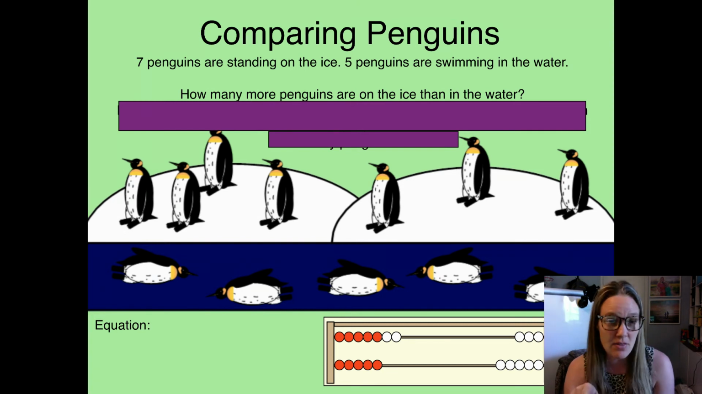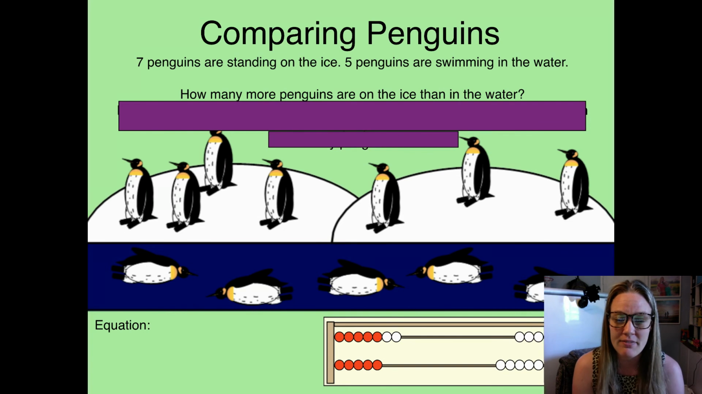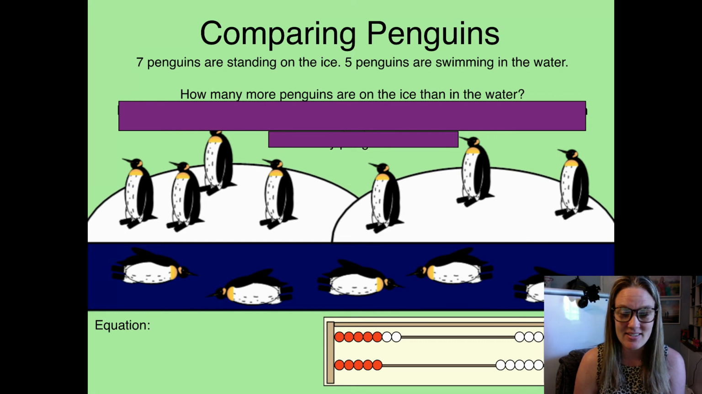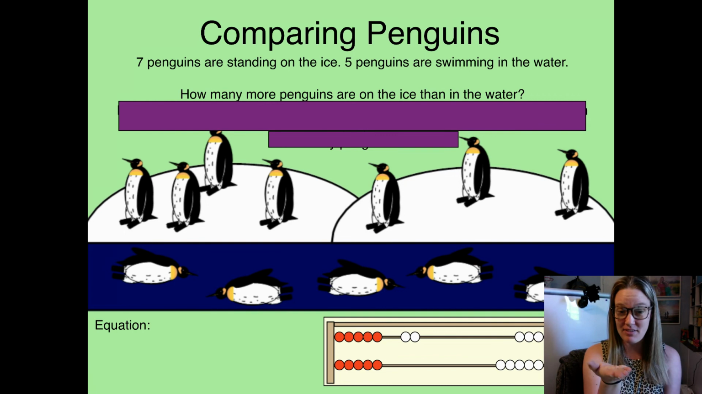Well, my number rack on the bottom is showing me that there are 7 penguins on that top row, right there on the ice, and there's 5 penguins on the bottom row that are swimming in the water. And we're trying to figure out how many more are on the ice. How can we do that, do you think? Well, if we make them both equal, and we push off the extra, would we know how many more are on the ice? Yeah, so I'm going to push over those 2 on the top, and now I have 5 on the top and 5 on the bottom. And that shows me that there are 2 extra on the top on the ice, right?